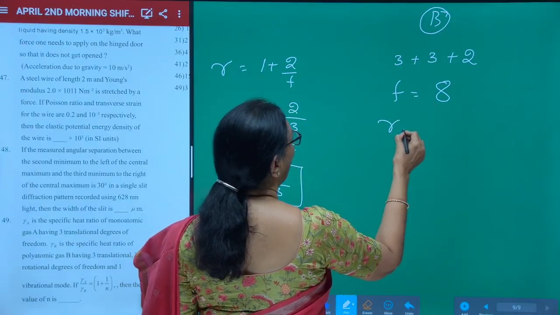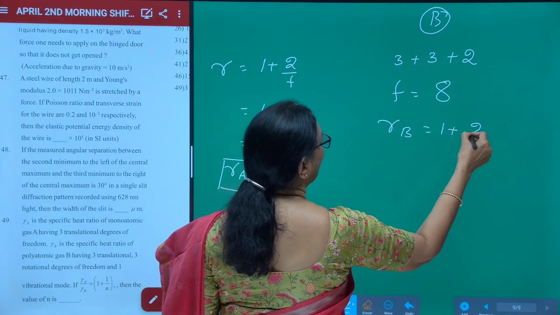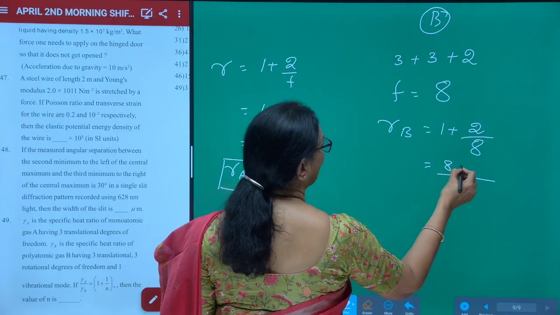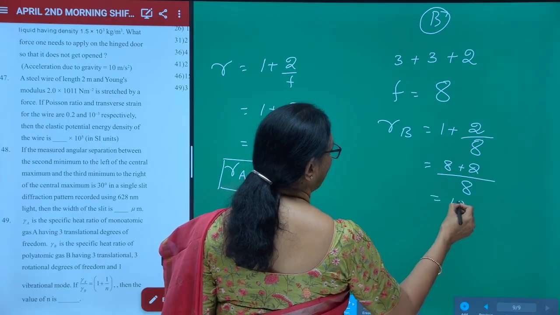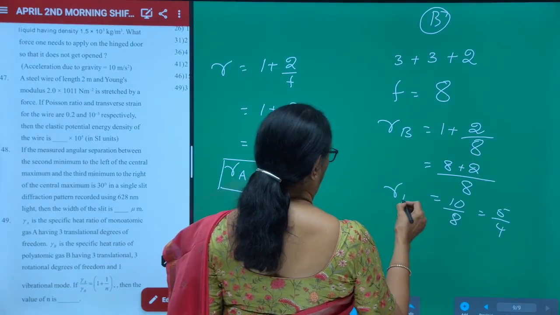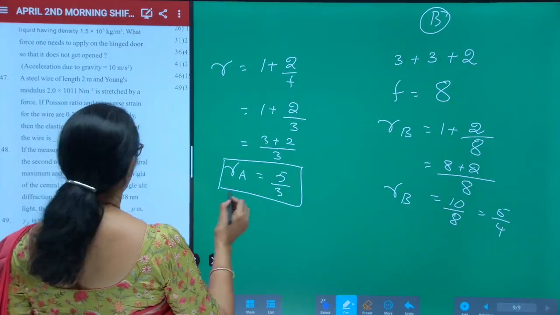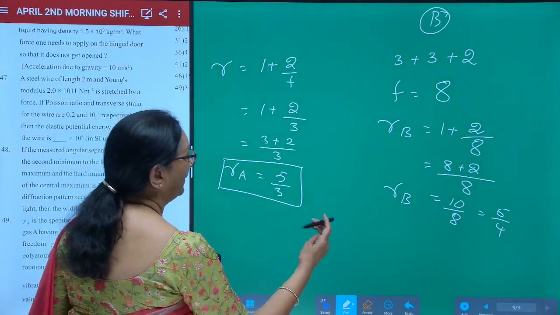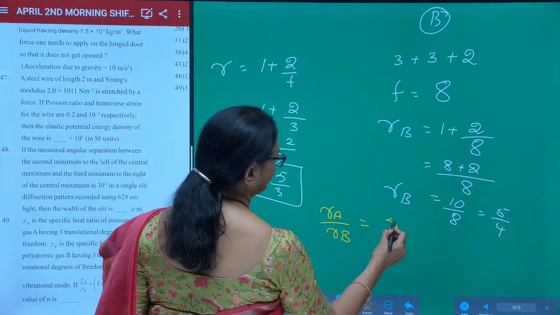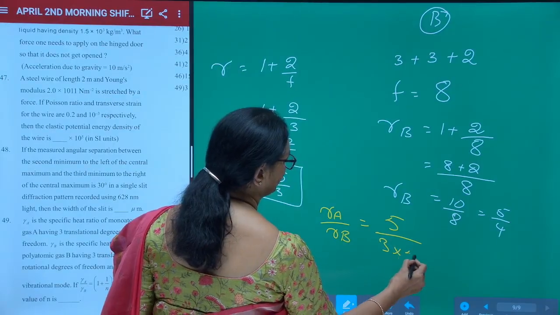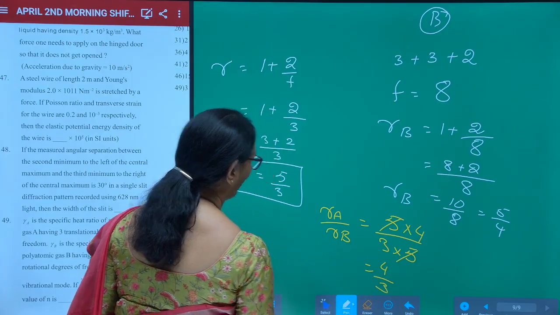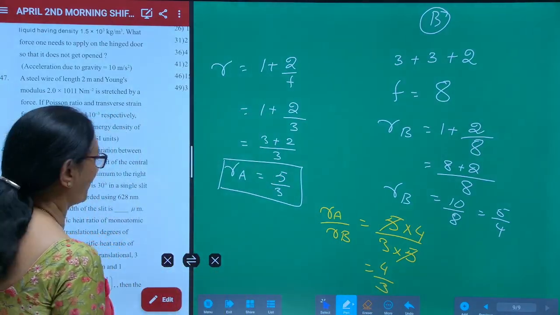So, gamma B is equal to 1 plus 2 by F, that is 8 plus 2, 10 by 8, that is equal to 5 by 4, that is gamma B. You are asked to find gamma A by gamma B. It is equal to 4 by 3. So, answer is 4 by 3.